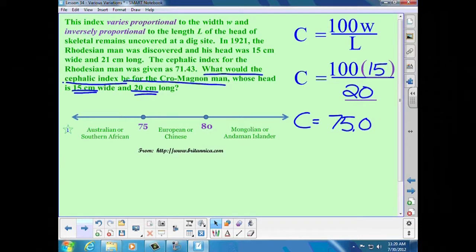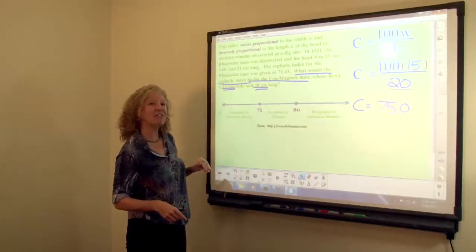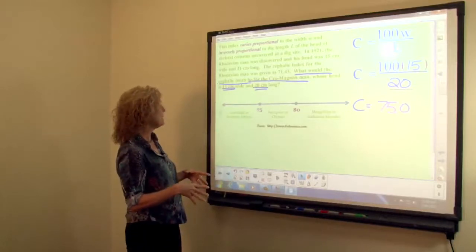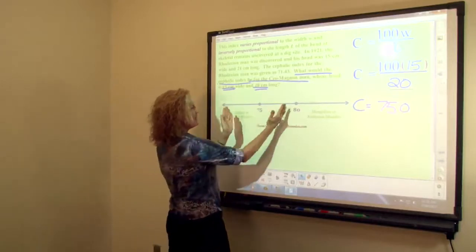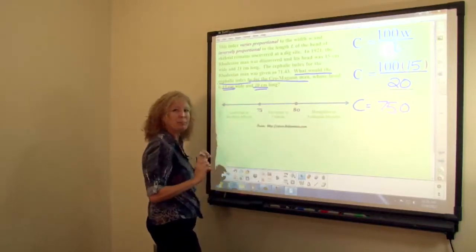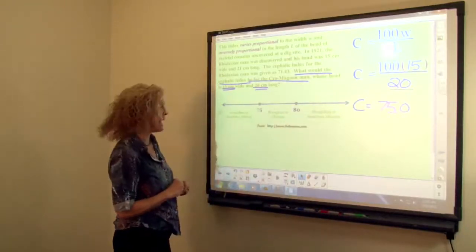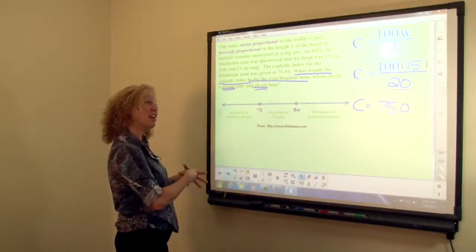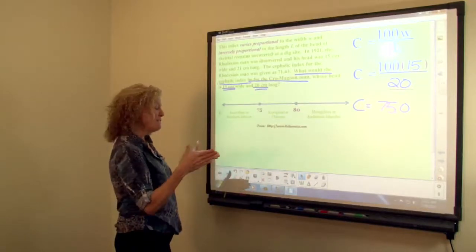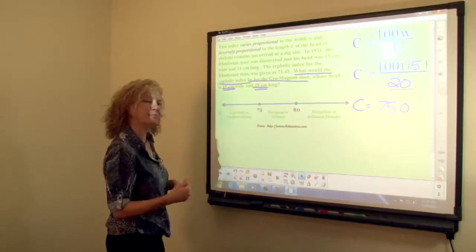Again, I'm not an expert, but according to Britannica.com, if you have a cephalic index value below 75, then it's likely that the remains are from an Australian or South African. If you have a cephalic index between 75 and 80, probably European or Chinese, and greater than 80, Mongolian or Andaman Islander. I didn't make it up, but I think that's interesting that then you can go ahead and do your computation, find that cephalic index, and it may tell you something about this particular remain.